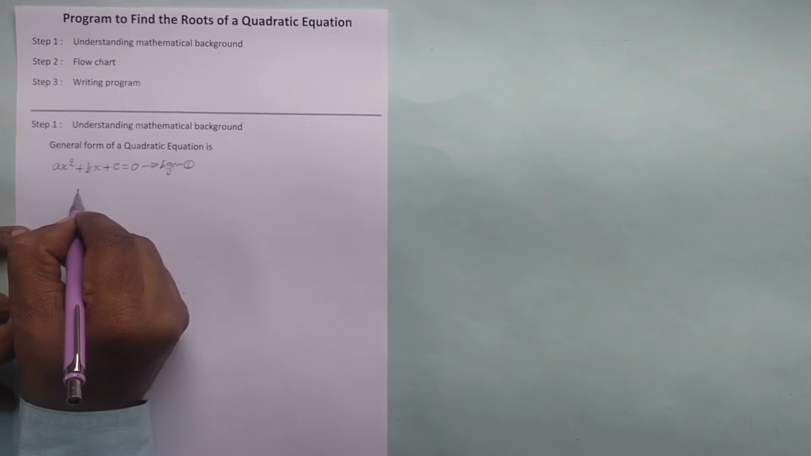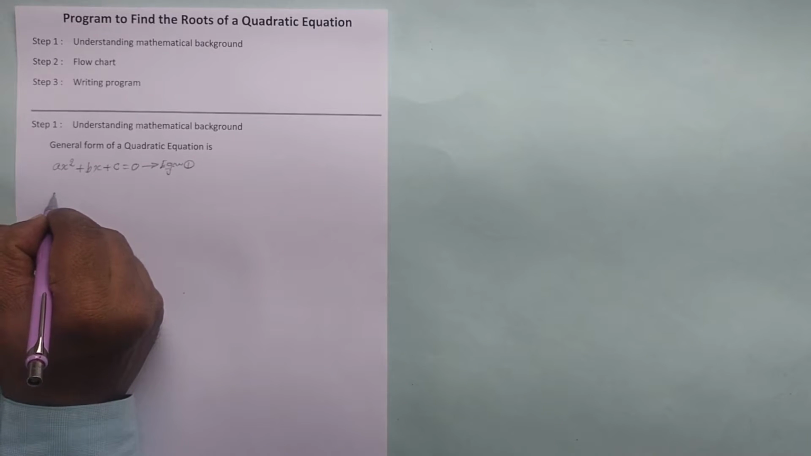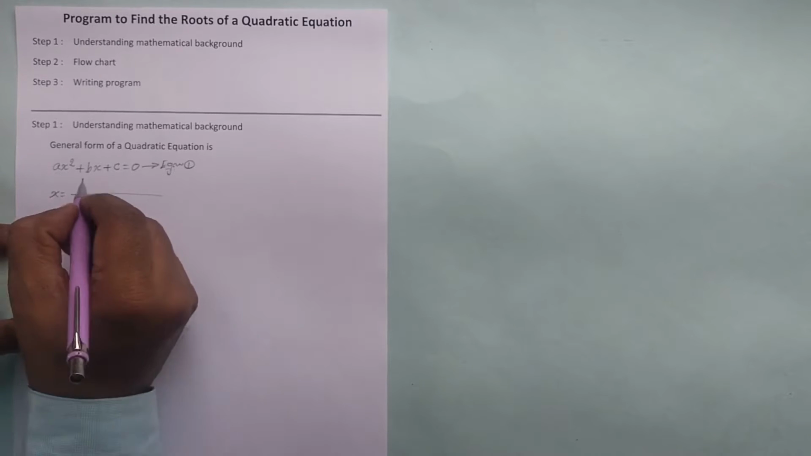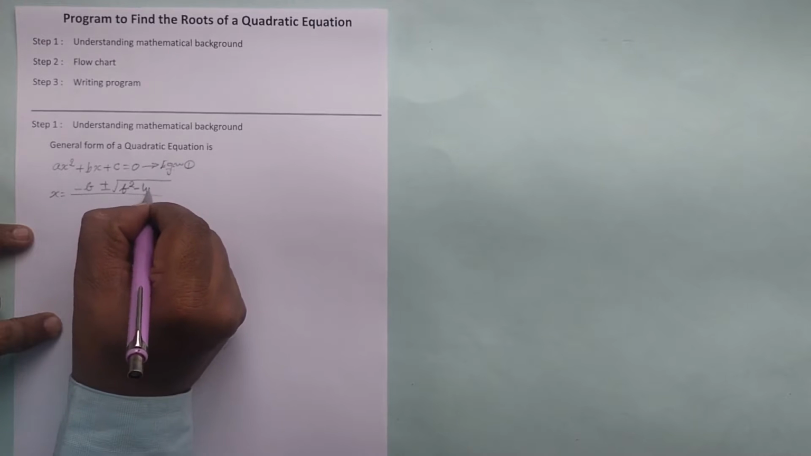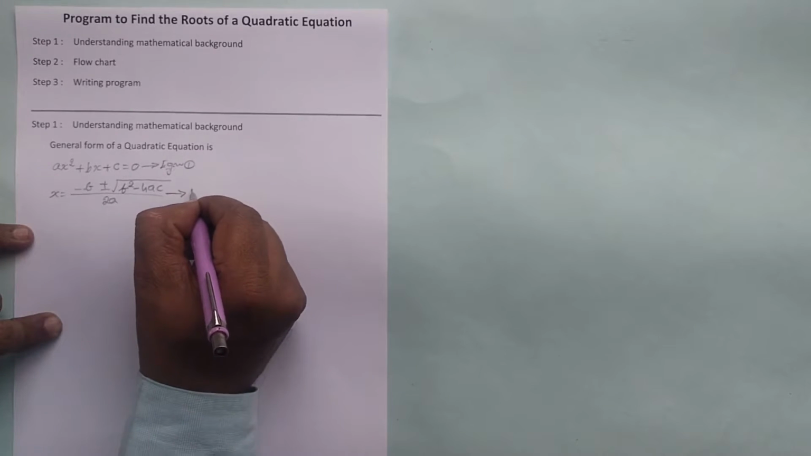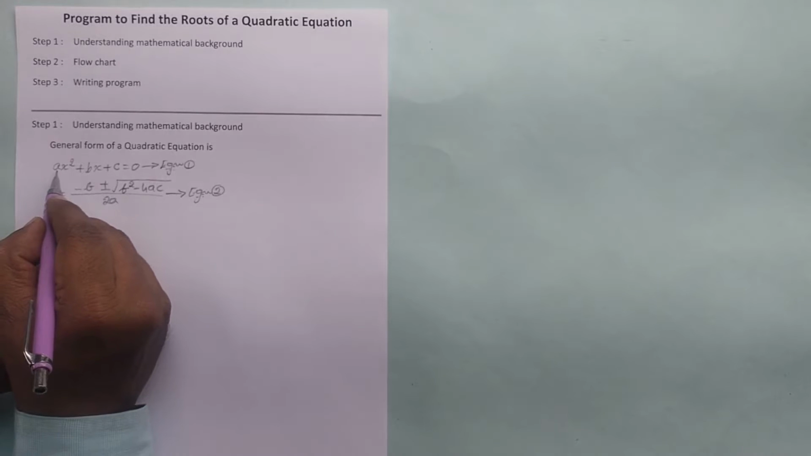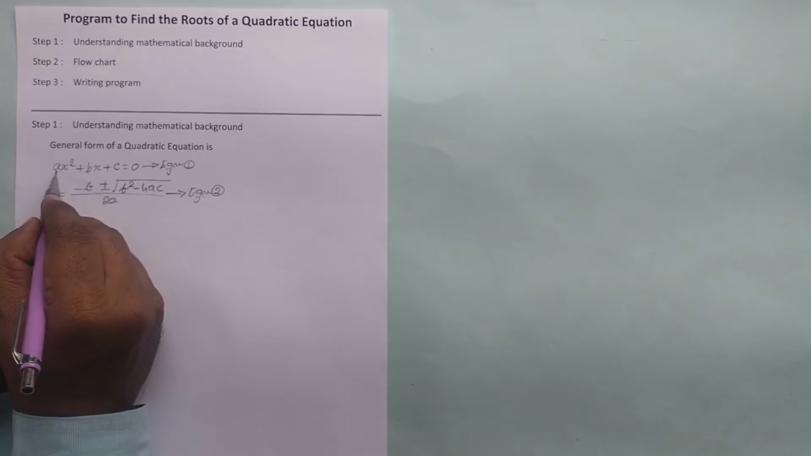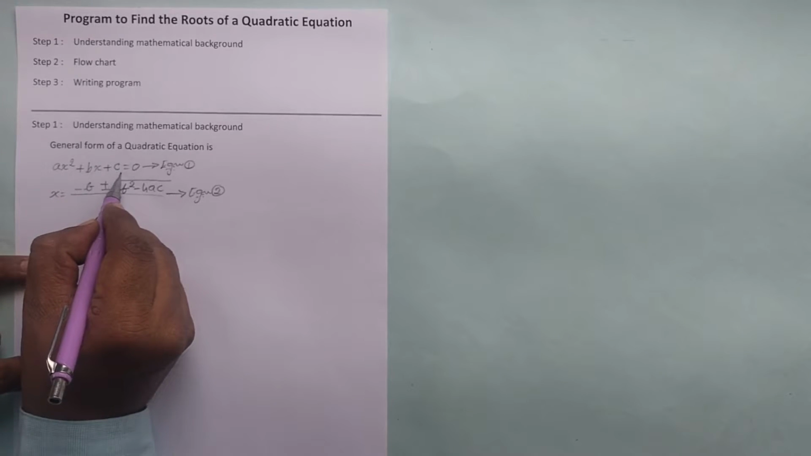Then what is the general solution of a quadratic equation? The general solution is like this: x is equal to minus b plus or minus the square root of b square minus 4ac, divided by 2a. Let us call it expression number 2. To find the value of x, we require the values of a, b and c. The values of a, b and c are called the coefficients of a quadratic equation.